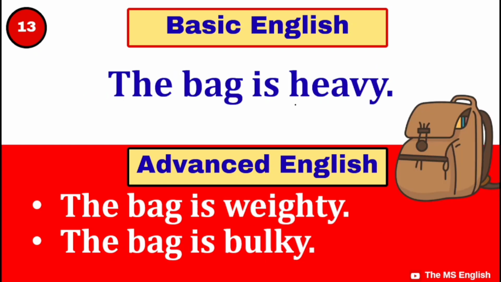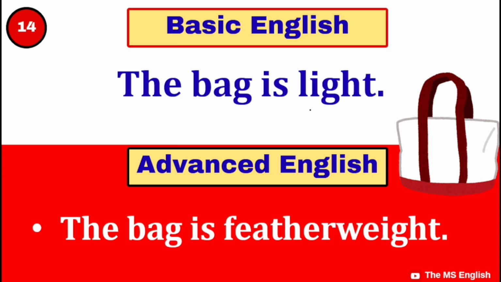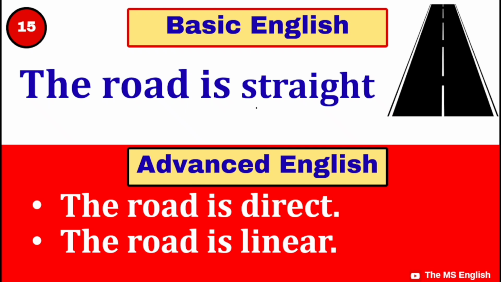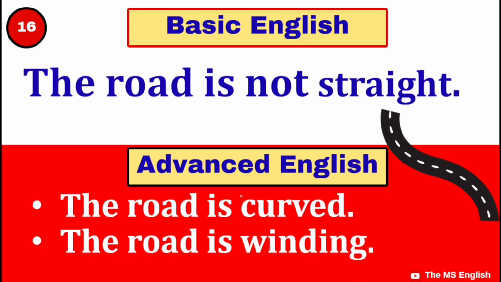The bag is heavy. The bag is weighty. The bag is bulky. The bag is light. The bag is featherweight. The road is straight. The road is direct. The road is linear. The road is not straight. The road is curved. The road is winding.